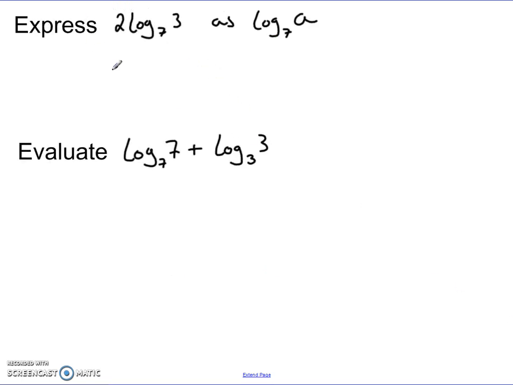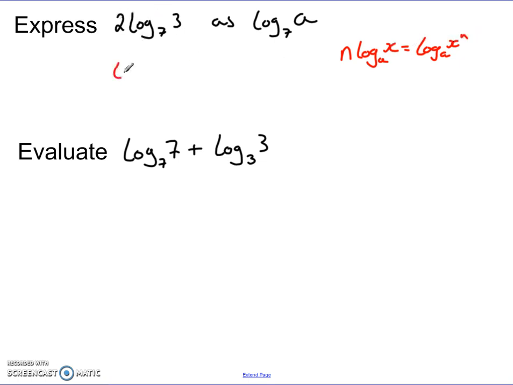Imagine I want to take a third example that says 2 times log to the base 7 of 3 and express it in the form log to the base 7 of a, so a singular number. Well, this is going to jump to our third law. So our third one, which was n times log to the base a of x equals log to the base a of x to the n, the one with the power. So we could bring the power down or we could take the number up as a power.